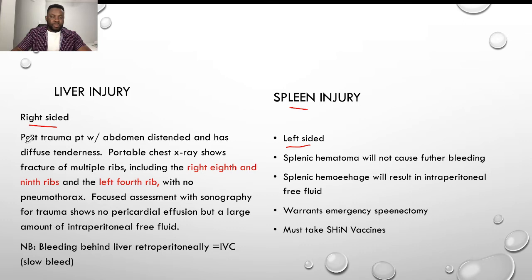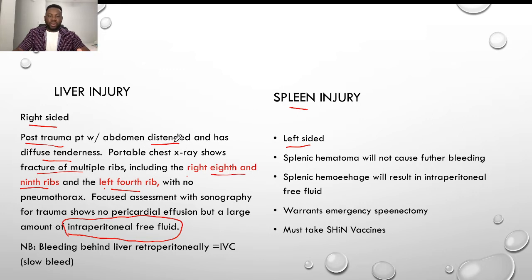Now, a patient post-trauma presents with a distended abdomen and diffuse abdominal pain. They did a portable chest x-ray, and it shows multiple rib fractures. On the right side, ribs 8 and 9 are fractured, and on the left side, rib 4 is fractured. The patient has no pneumothorax. Then they did a FAST scan, and there is no pericardial effusion, but they have a large amount of intraperitoneal free fluid. So already we know that it is not the SAD PUCKER. They are not retroperitoneal, it's intraperitoneal.